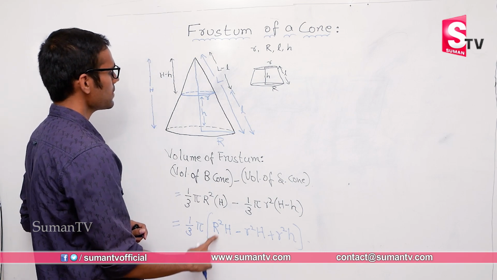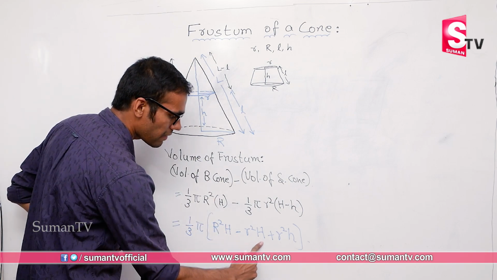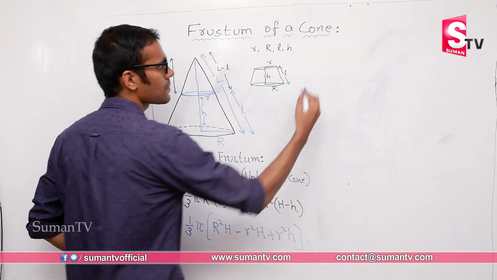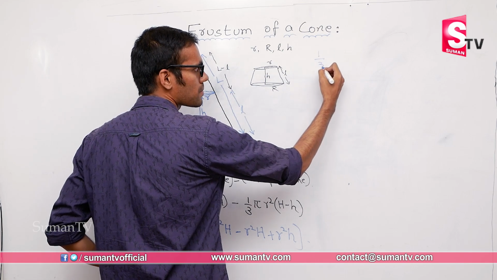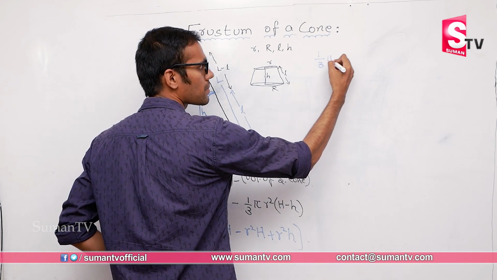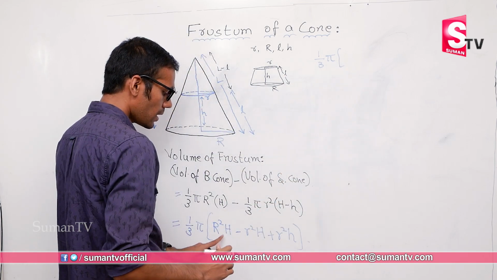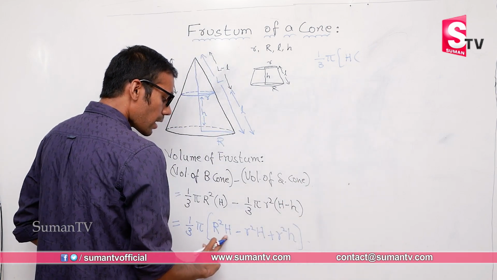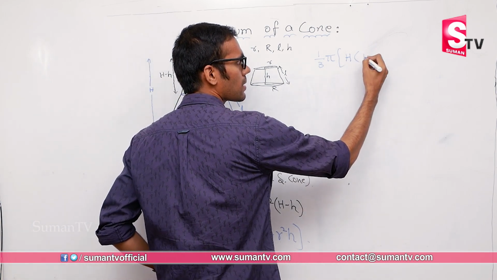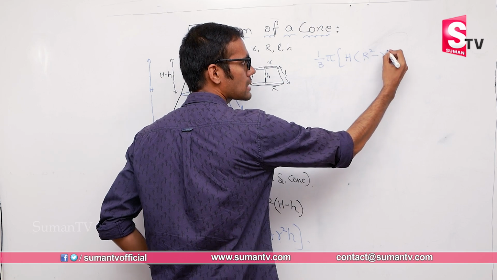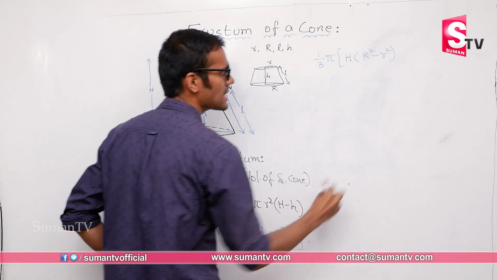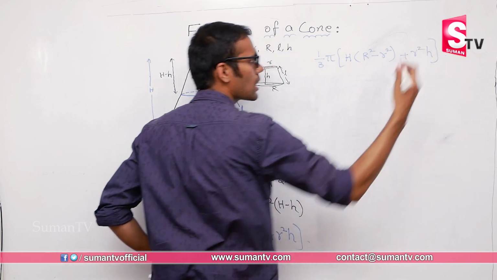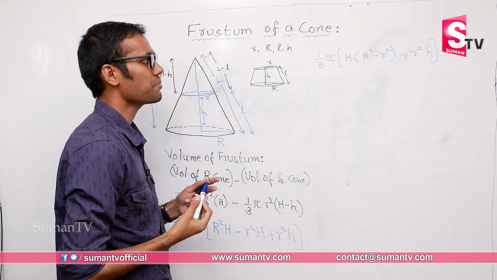But we don't need what? Capital H in the values. So I'll be taking capital H common. So what will I get? 1 by 3 pi into, if I take capital H common, I'll be getting capital H into capital R square minus small r square, and I already have plus small r square h, plus r square small h. Now how do we eliminate the value of capital H?